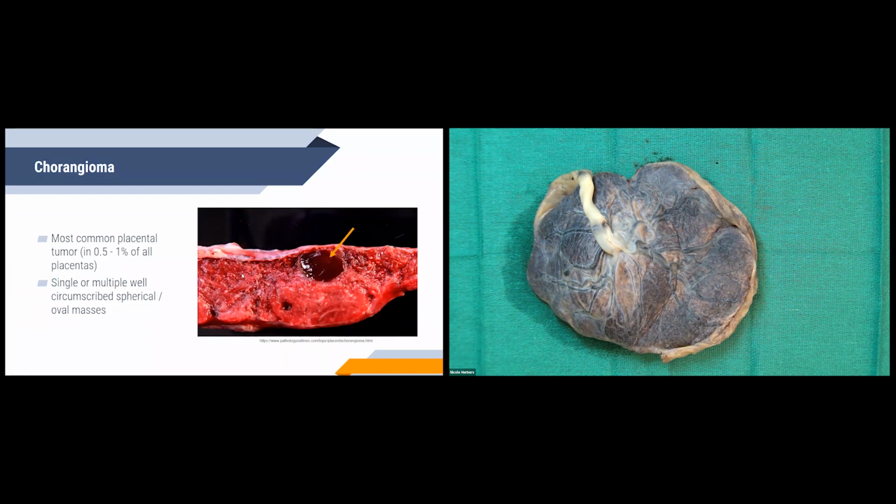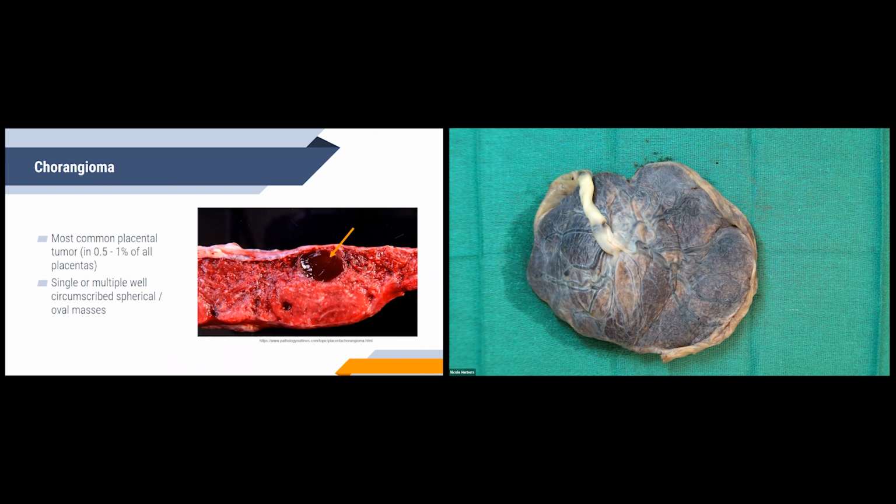So another finding that we may come across when we're sectioning through placentas is a chorangioma. This is the most common placenta tumor. However, it's still only found in about 0.5 to 1% of all placentas. So it is still very rare.